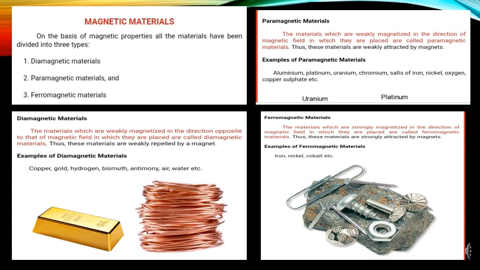Something which cannot be magnetized is called diamagnetic. Something which is weakly magnetized is called paramagnetic. And something which is strongly magnetized is called ferromagnetic. Hope it is clear to you all.